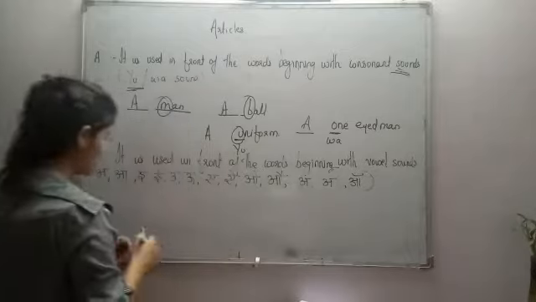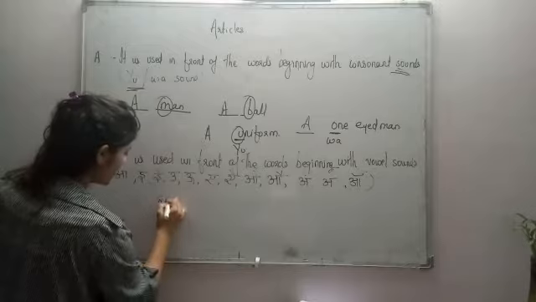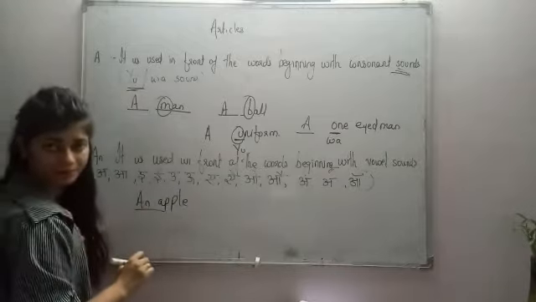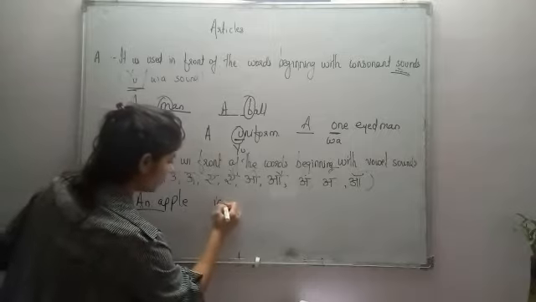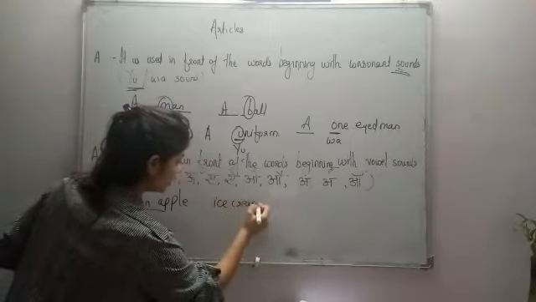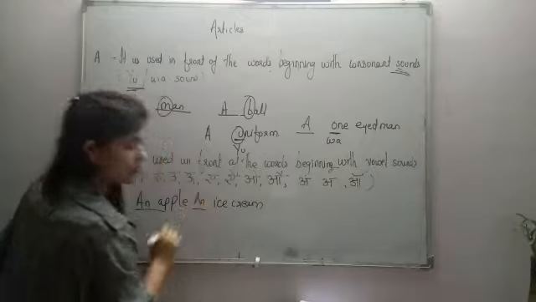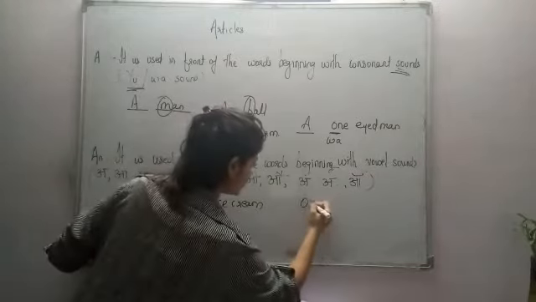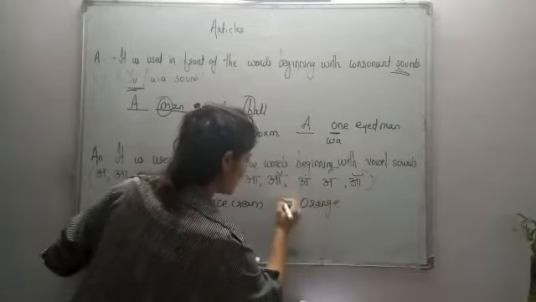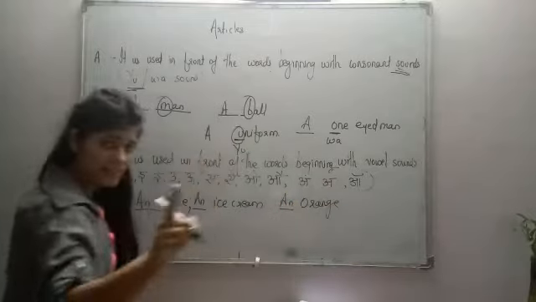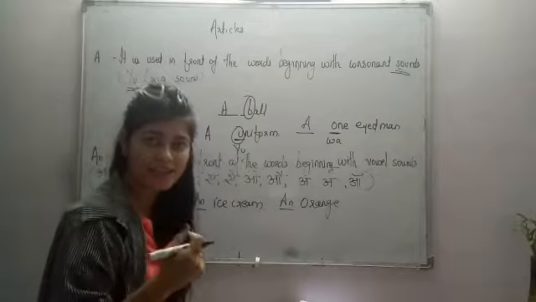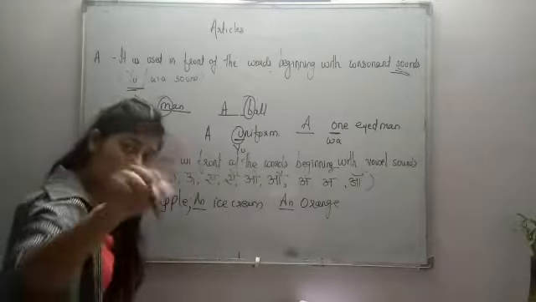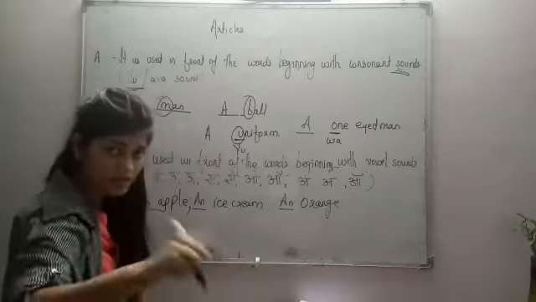That's it. For example, if I say apple, let us take a very basic example of it. It is an apple. If I say ice cream, now it will be an ice cream. Okay. If I say orange, an orange. This is easy. But where does the trick rise? When we have words starting with consonant but giving you a vowel sound.